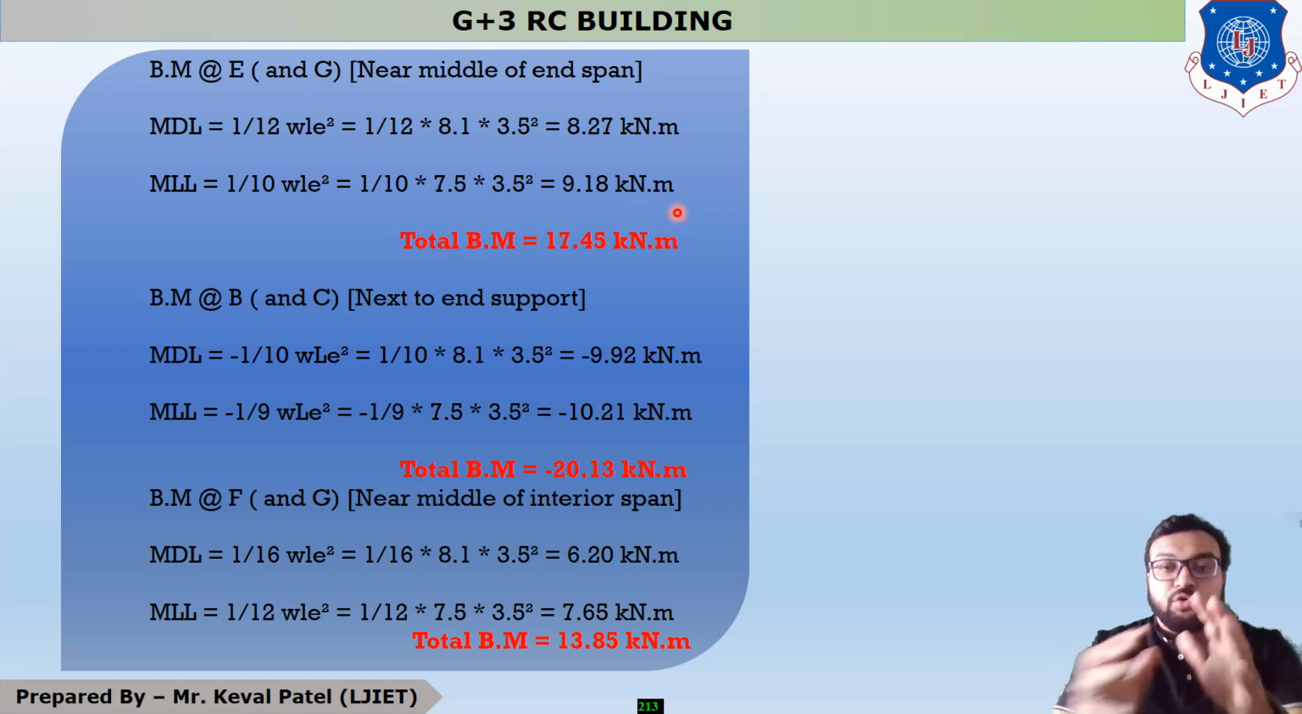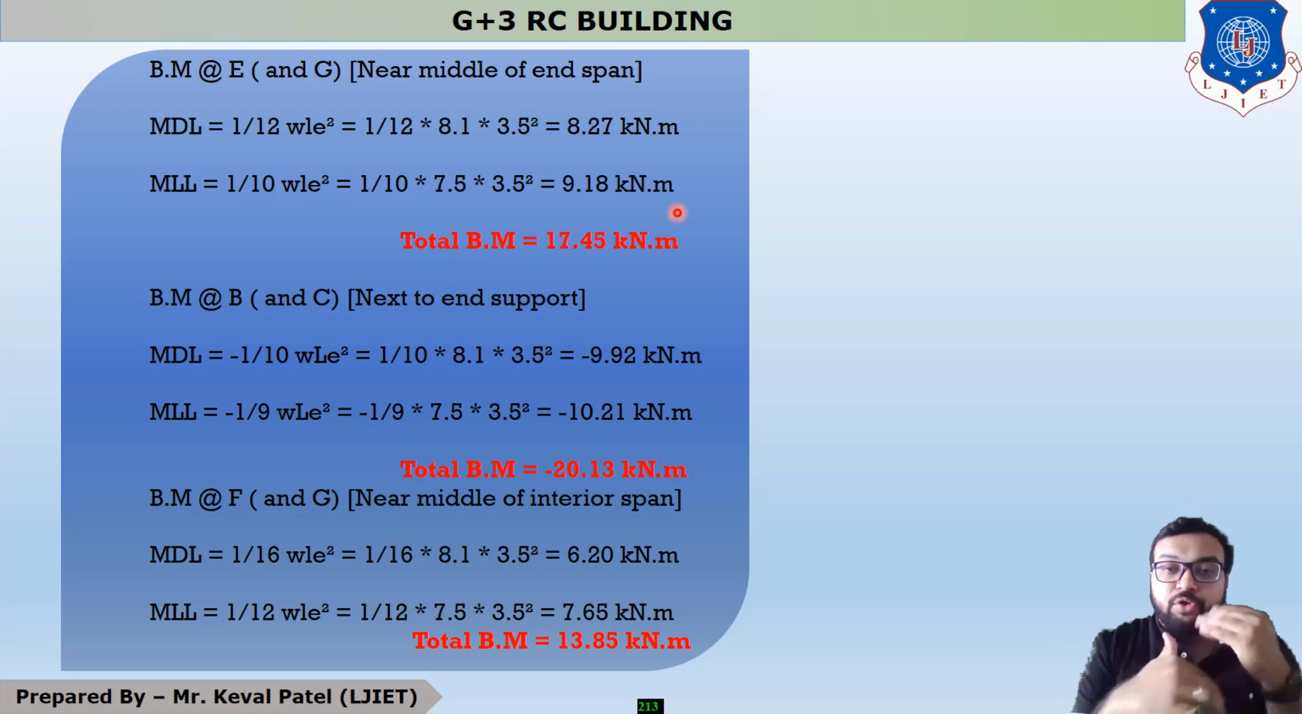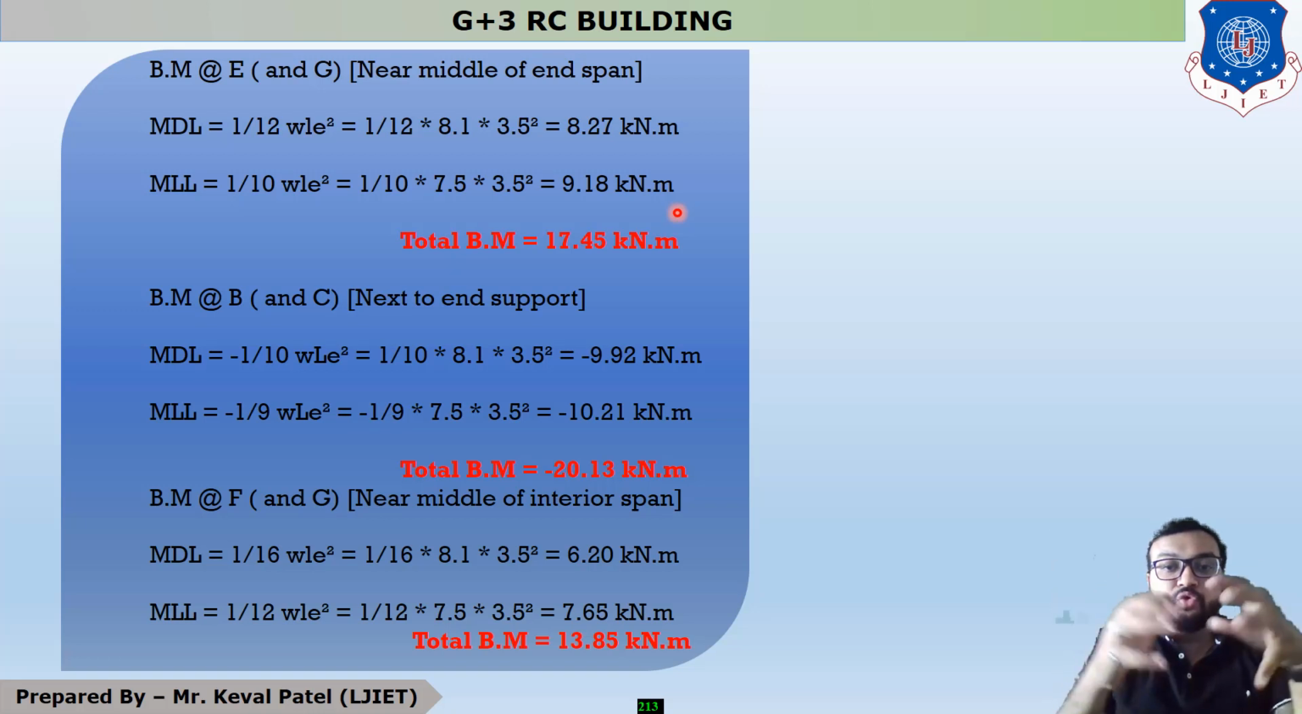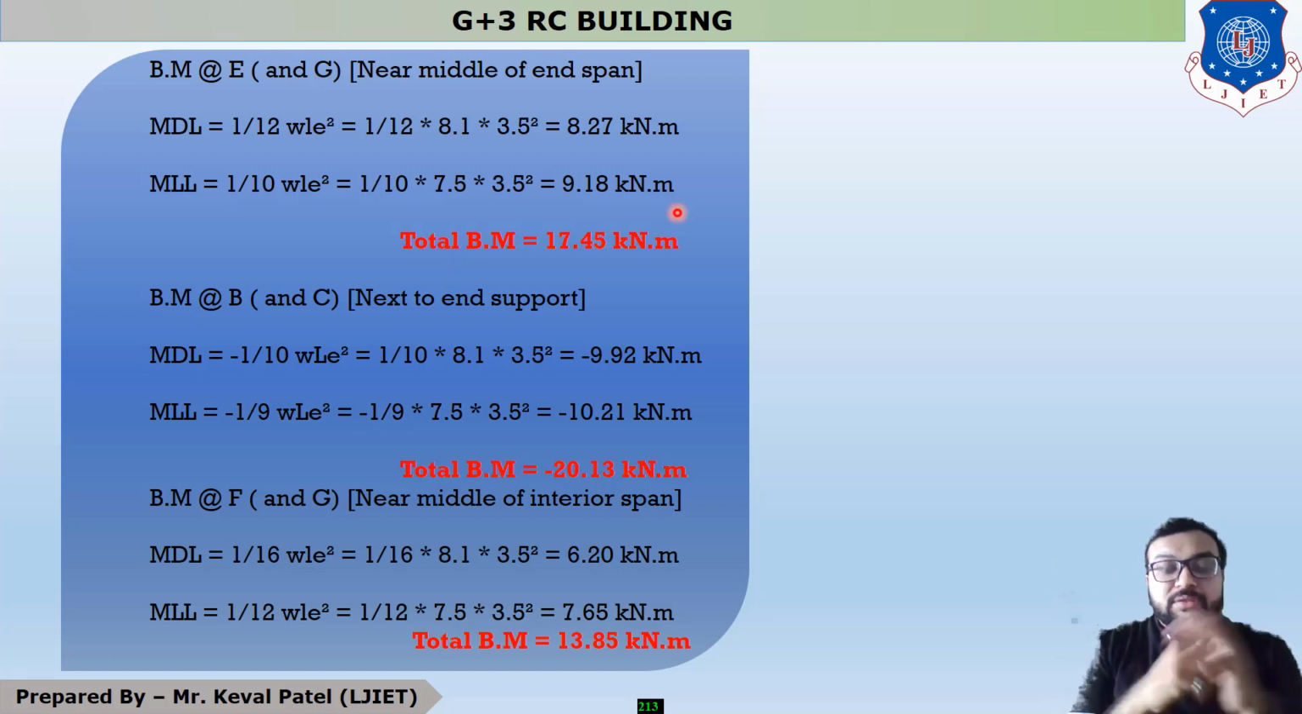Now you all know that the total bending moment is the bending moment due to dead load plus the bending moment due to live load. So the summation is 8.27 plus 9.18, and you will get the answer 17.45 kilonewton meter. So this is the calculation of bending moment at E and G.